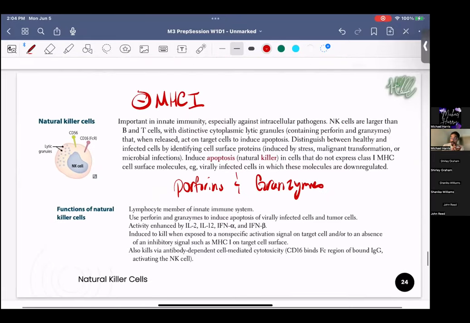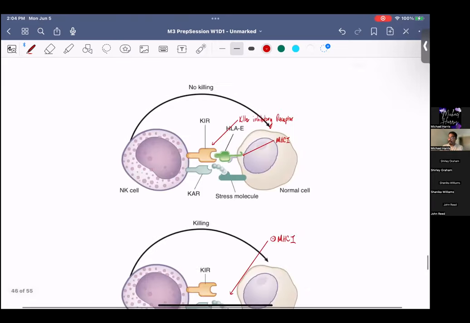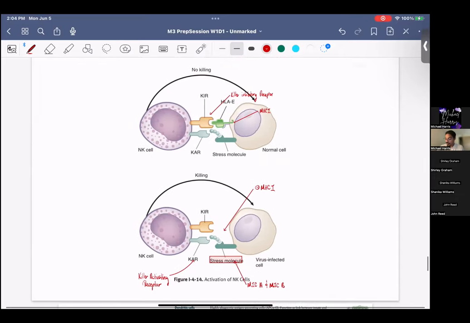So natural killer cells, like we said, these guys are killing things that do not have MHC1. That's their main function. Okay? Now, when you watch videos, you may come across something like this. Essentially, all it's doing is saying, do you not have an MHC1? And if it doesn't have an MHC1, the cell dies. Okay?